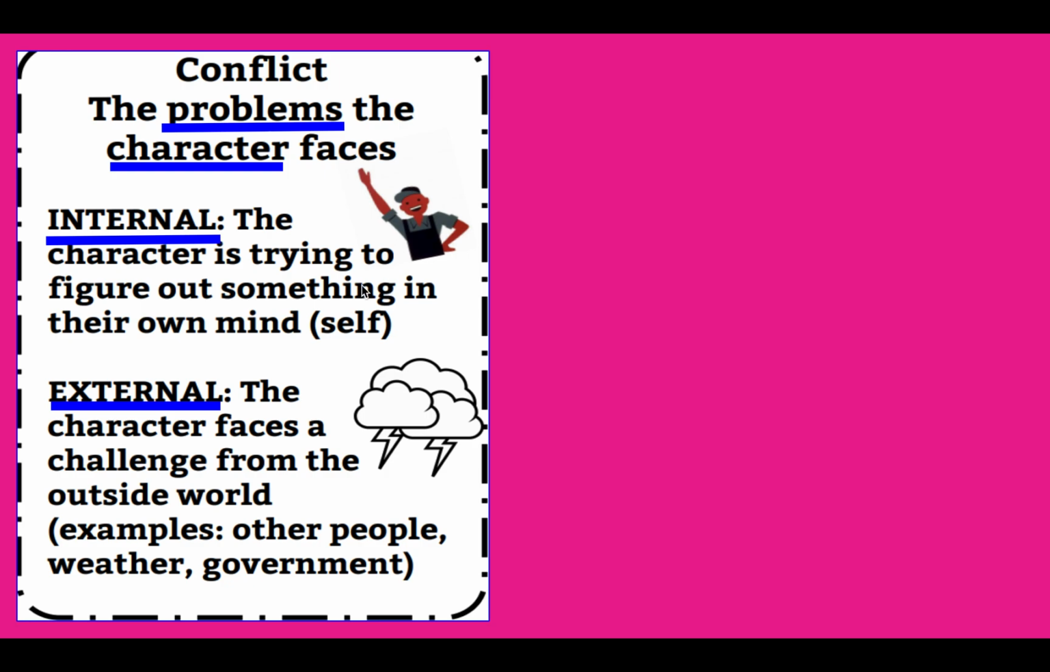Internal, meaning the character is trying to figure out something in their own mind. It's happening in their head, like if they're anxious, if they're worried, if the character is concerned or scared. That problem is within that character in his or her head. It's a self, internal. External, meaning the character faces a challenge from the outside world. Examples, other people, weather, or the government. So internal, look at the first part of internal. The word in, meaning it's inside of them. External, EX means on the outside. So EX means out, and then in means on the inside. So the problem the character faces is always the problem in conflict.